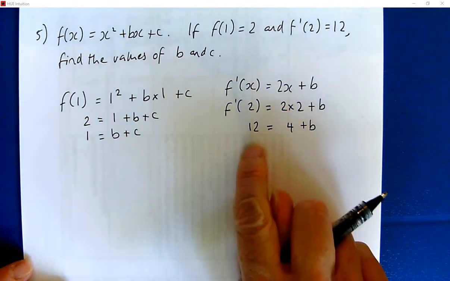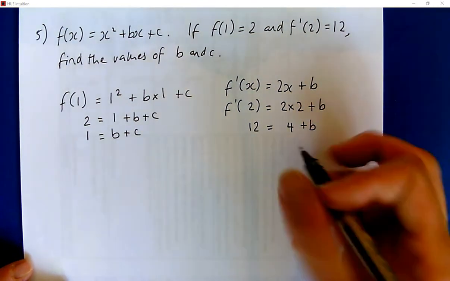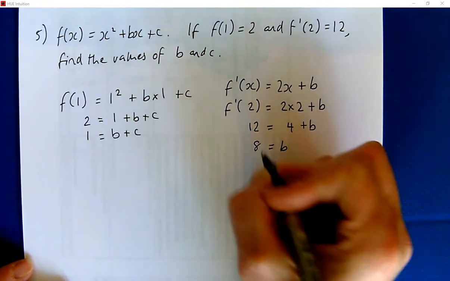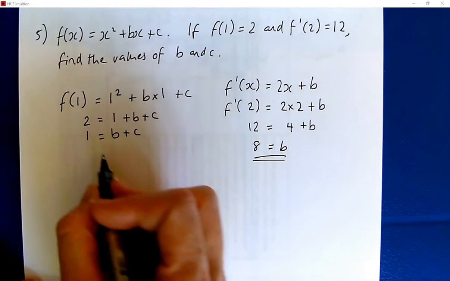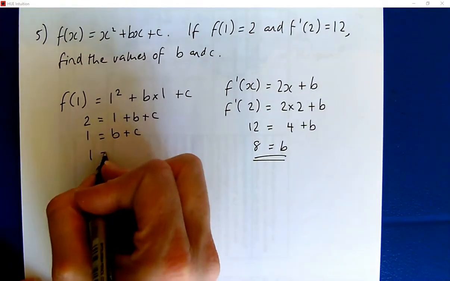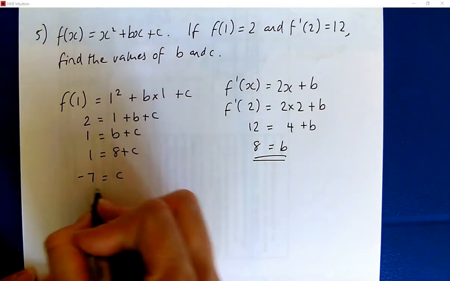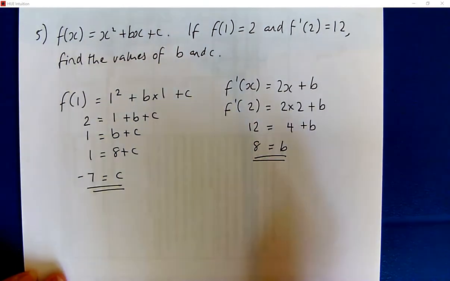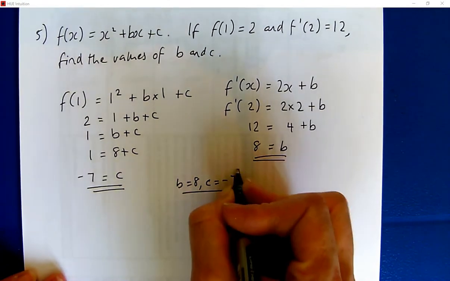Now that is fabulous because we only have one variable for that equation, so we can solve it. So we're going to get b is equal to 8. And once we know that b is 8, then we can substitute it in here. So we've got 8 plus c. So that then gives us that c is negative 7. Okay, so b is 8, c is negative 7.